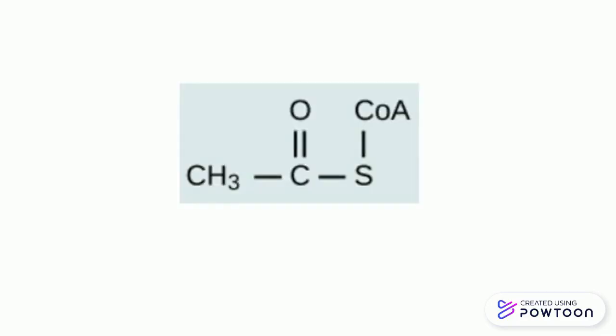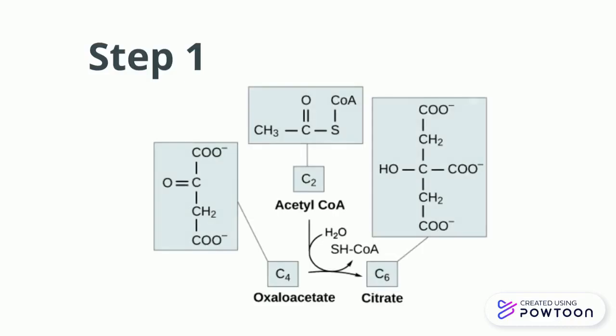Before moving into the first step of Krebs cycle, this is the structure of acetyl coenzyme A, which is a product of link reaction. The acetyl coenzyme A from the link reaction enters the Krebs cycle. The unstable bond attaching acetyl group to coenzyme A breaks. Thus, the acetyl group combines with oxaloacetate forming citrate.